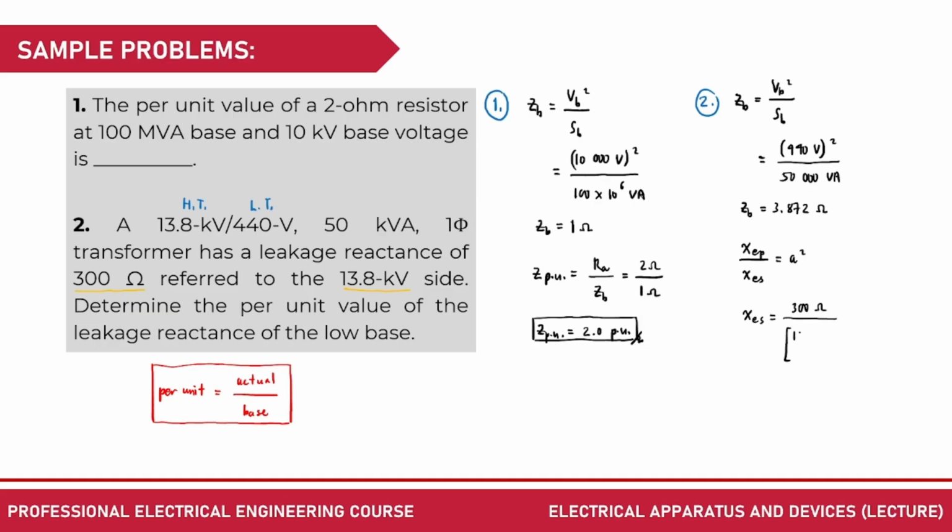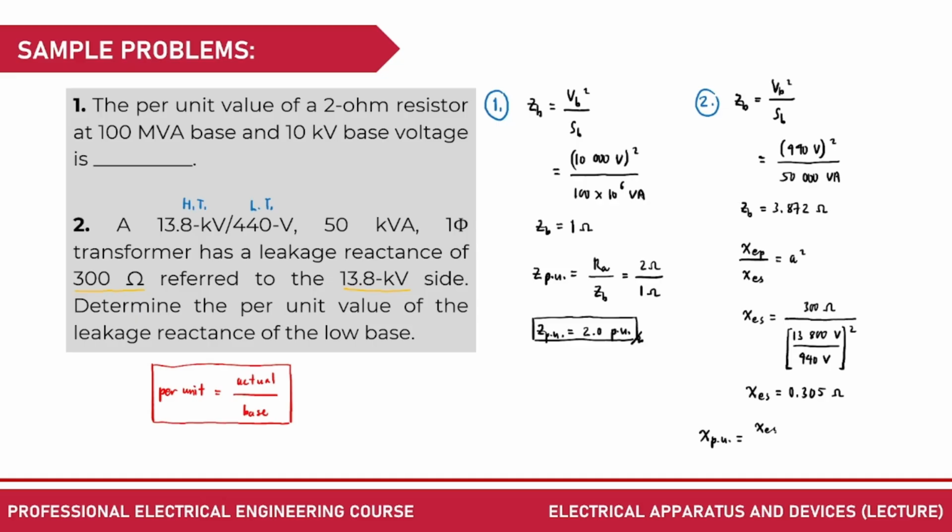It's 13,800 volts all over 440 volts, squared. So, that will be our XES. So, 300 over 13,800 over 440 squared, which is 0.3305 ohms.